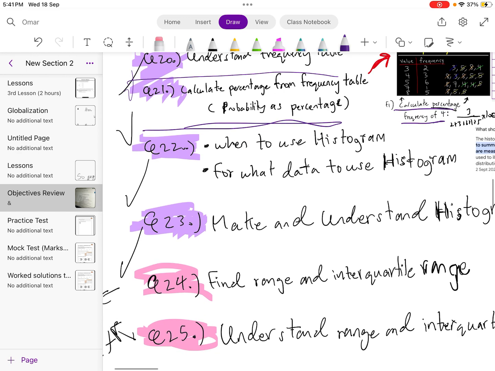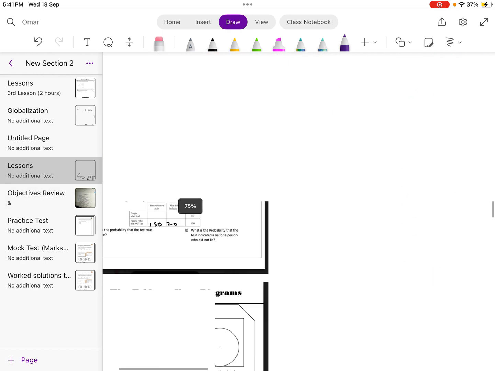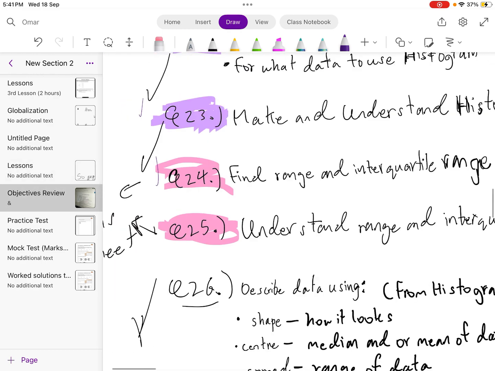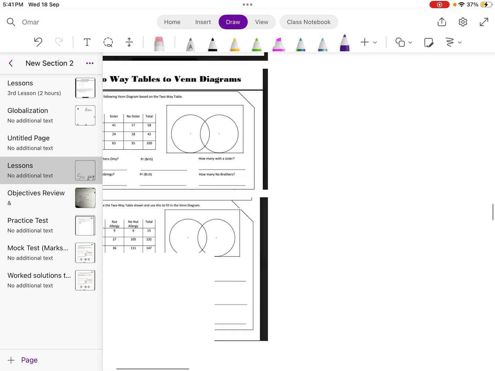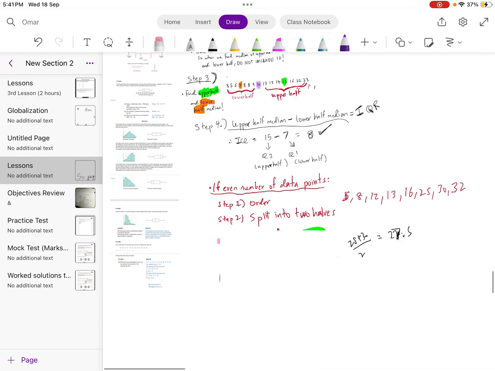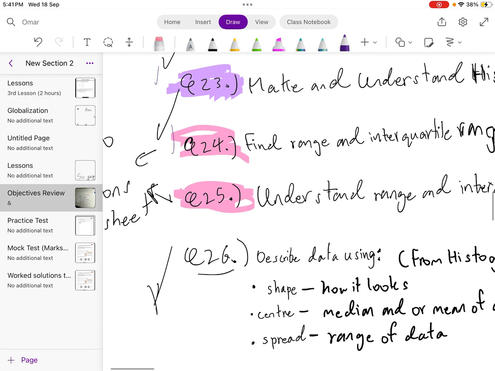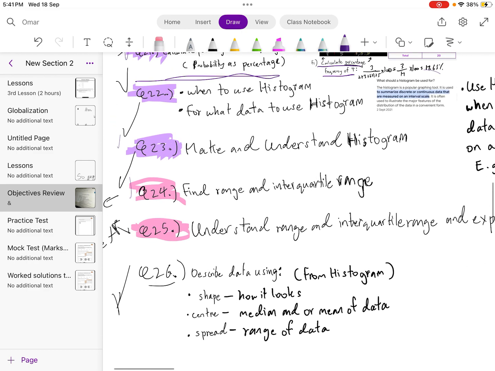22, we did that. 23, yeah, did that. 24, did that. Just go here again. Go to the lessons worksheet, go down and scroll down. You can find everything about the question. You can find everything about 24 and 25.